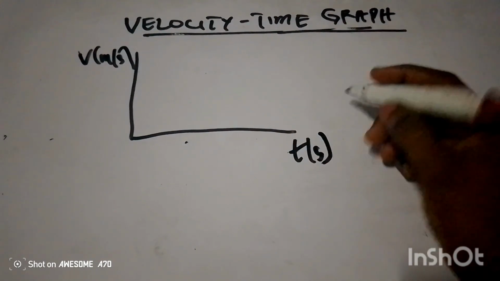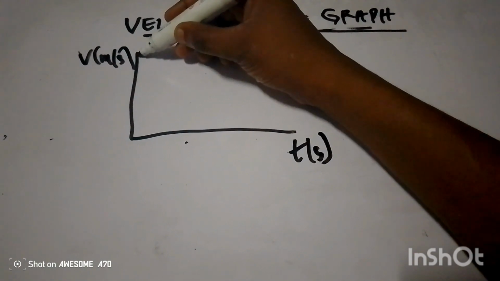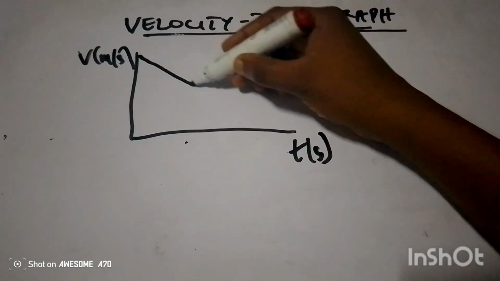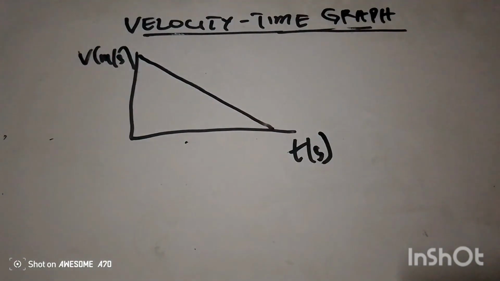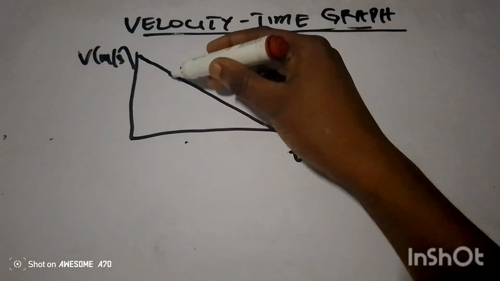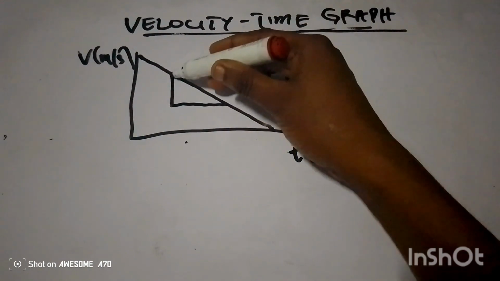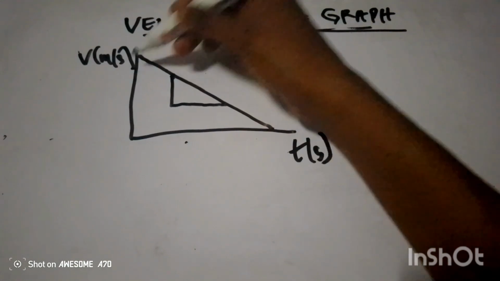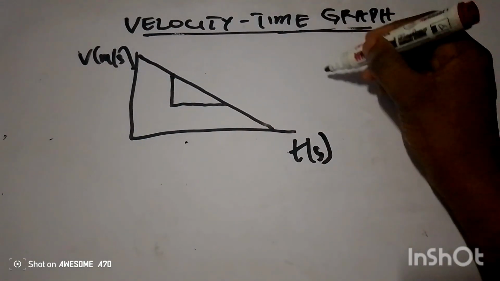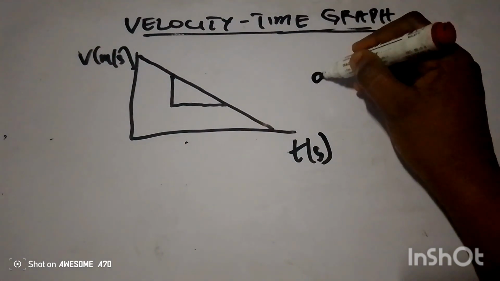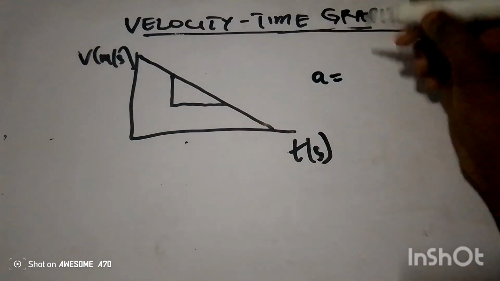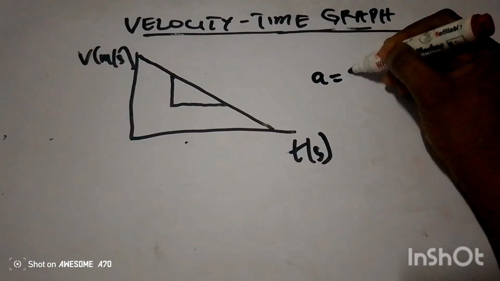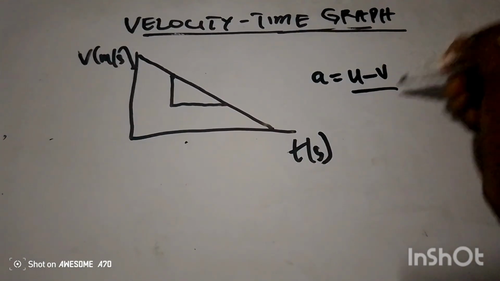So when the object decelerates, it means the body comes from the higher velocity and returns back to rest. So at this point, the body is decelerating. It's decelerating here, and from this point we can determine the deceleration or the retardation of this body by determining this slope. Remember, this slope is a negative slope, and because it's a negative slope, it's coming from V and going to U. So in that case, our deceleration A is going to be U minus V over T.